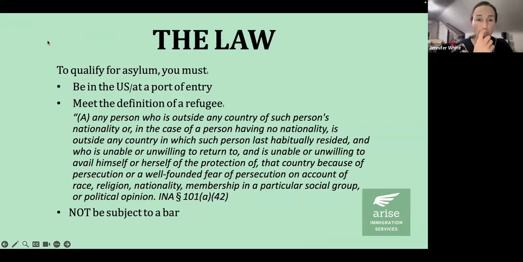So, a refugee is any person who is outside any country of such person's nationality, or in the case of a person having no nationality, is outside any country in which such person last habitually resided and who is unable or unwilling to return to, and is unable or unwilling to avail himself or herself of the protection of that country because of persecution or a well-founded fear of persecution on account of race, religion, nationality, membership in a particular social group, or political opinion.